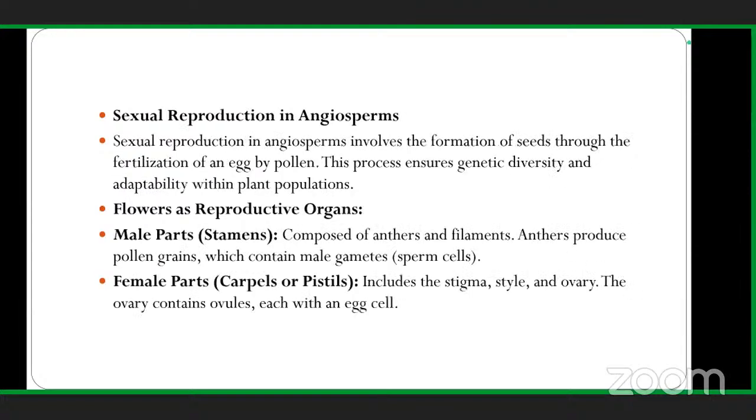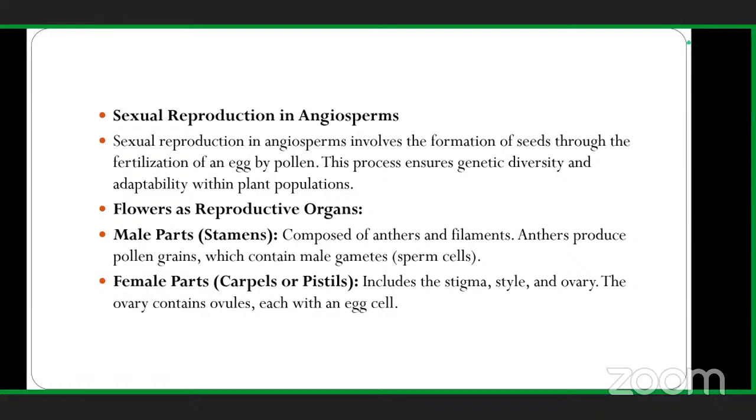Number one is sexual reproduction in angiosperms. Sexual reproduction in angiosperms involves the formation of seeds through fertilization of an egg by pollen. The process ensures genetic diversity, meaning you will get variation and adaptability within plant populations. So what is sexual reproduction? It is the fusion of the male gamete, the pollen, with the egg.